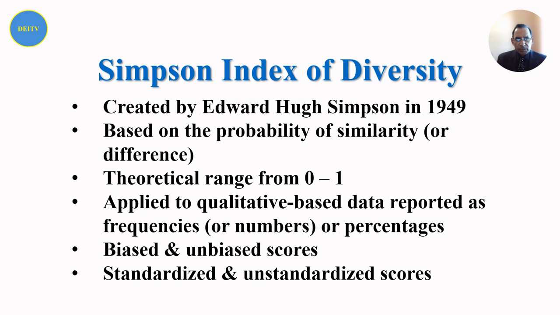The Simpson Index of Diversity was created by Edward Hugh Simpson in 1949. It is based on the probability of similarity or difference. Theoretically, it has a range from 0 to 1. When applied to demographic data, the data is reported as frequencies or percentages. Now there are biased and unbiased scores and standardized and unstandardized scores.